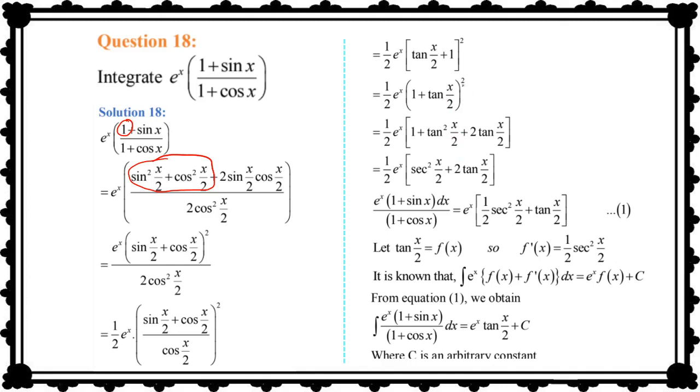Opening the bracket, opening this whole square by using the (a plus b) whole square formula, then 1 plus tan square, applying the property, right? Now this has become like the e power x function, which is tan x by 2, and its derivative is given here. So it is of this format, and again the integral will be e power x into function plus constant.